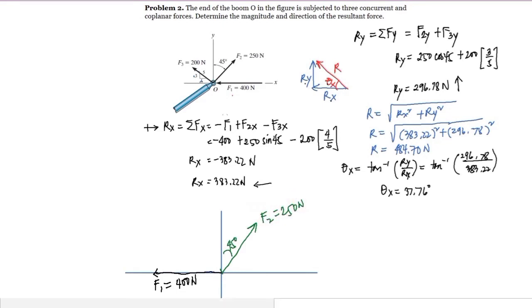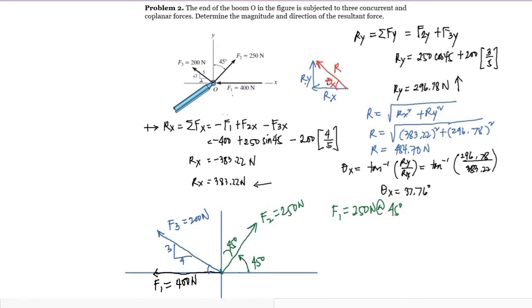For the force 3, it is directed to quadrant 3, and this force 3 here has the magnitude of 200 Newton with a slope of 3/4. Now, we have to translate this in terms of angle later. So for the standard angle, for the force 2, the standard angle is 45 degrees. So we have our force 2 equal to 250 Newton at 45 degrees direction.